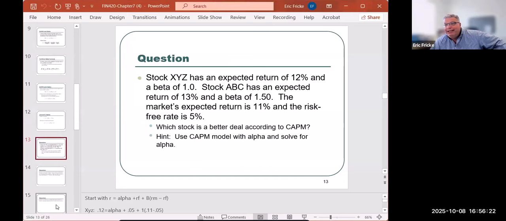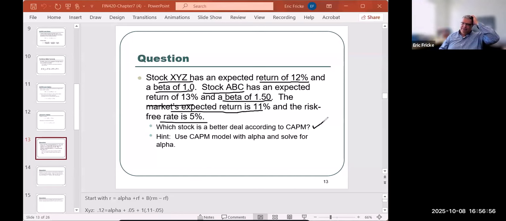All right, let's look at an example where we have to compare two stocks and see which one did better. So here's the question. Stock XYZ has an expected return of 12% and a beta of 1.0. Stock ABC has an expected return of 13% and a beta of 1.5. The market's expected return is 11% and the risk-free rate is 5%. Okay, so first question, or only question, what stock is a better deal according to CAPM?